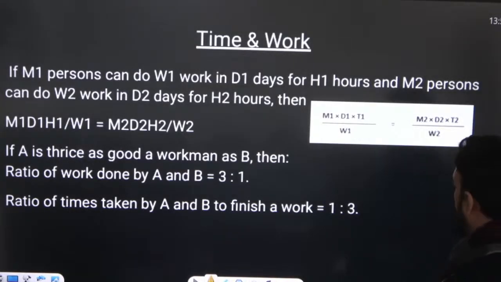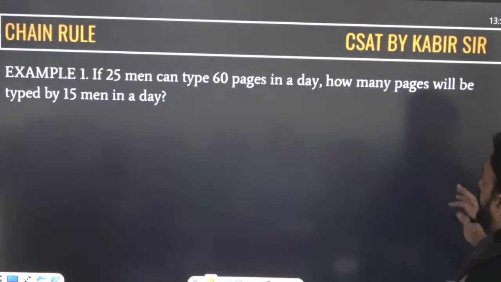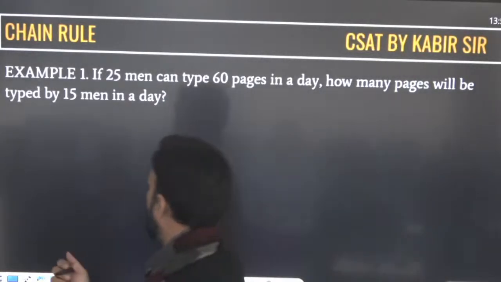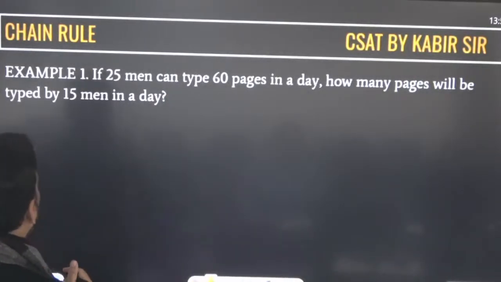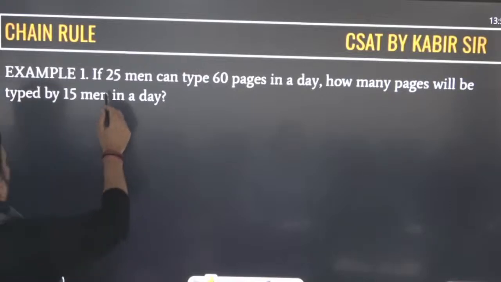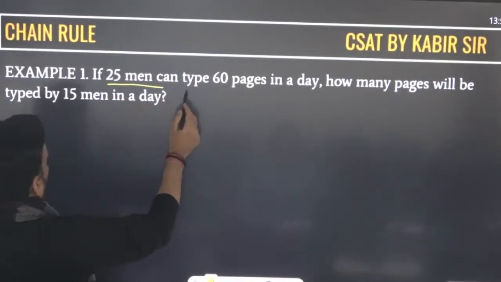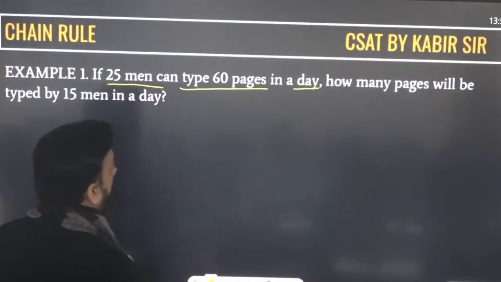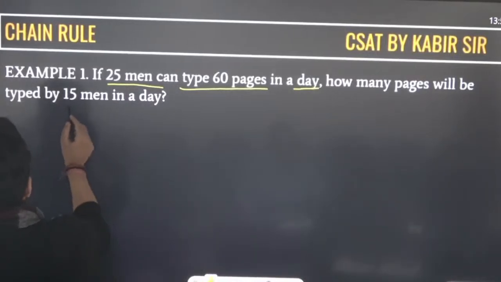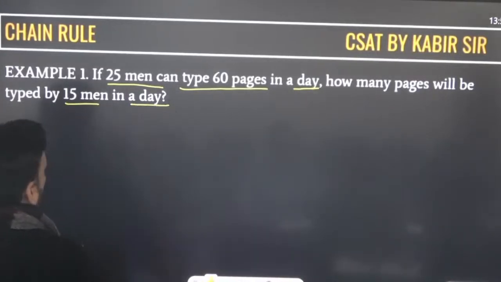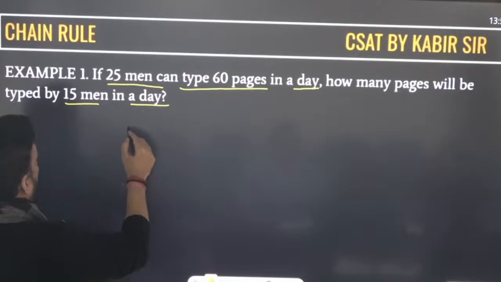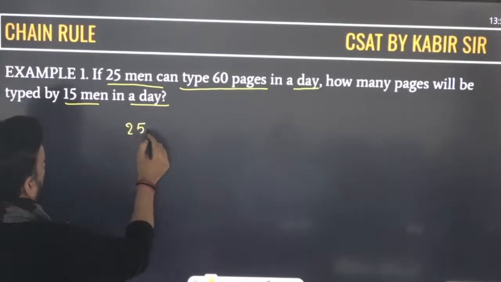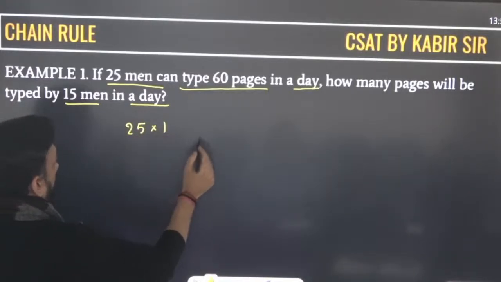This formula I already told you. Now we will see directly the question. If 25 men can type 60 pages in a day, how many pages will be typed by 15 men in a day? So talking about a single day, right? So how many men are there? 25 men. Day is 1.